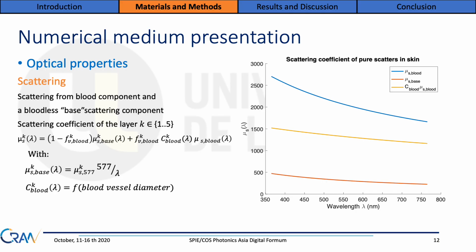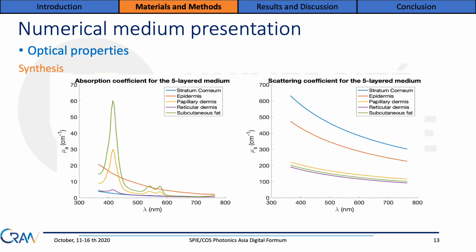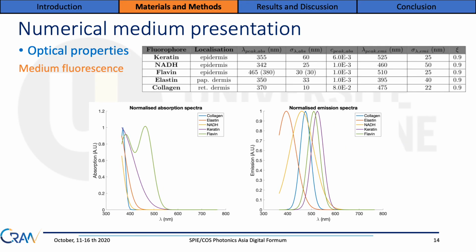The contribution of the blood is then multiplied by two factors. The first is the volume fraction of the blood, while the second takes into account the mean blood vessel diameter in the considered layer. By applying the formula described in the previous slides, we finally obtain the absorption and scattering coefficient of each of our 5 layers. The presence of hemoglobin absorption peaks in the irrigated layers can be noted, as well as the diffusion barrier of the stratum corneum.